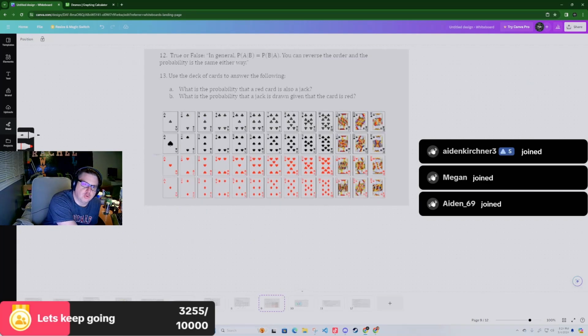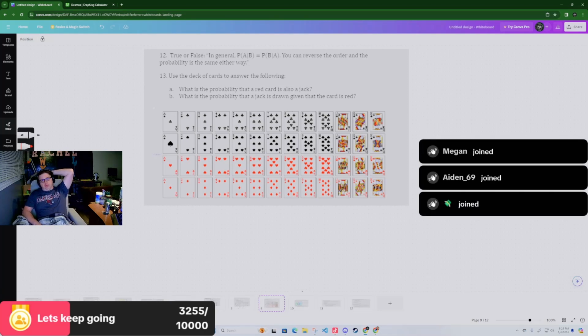All right, true or false? In general, a probability of A given B equals the probability of B given A. You can reverse the order and the probability is the same either way. That is definitely, there are some times where it could be true. But more often than not, if they give you that type of problem, you're going to get 2 different probabilities.